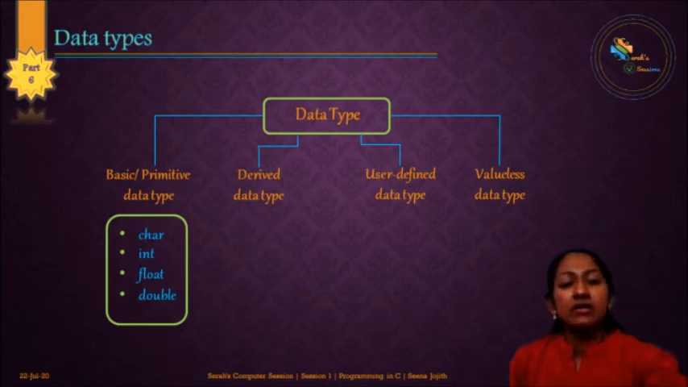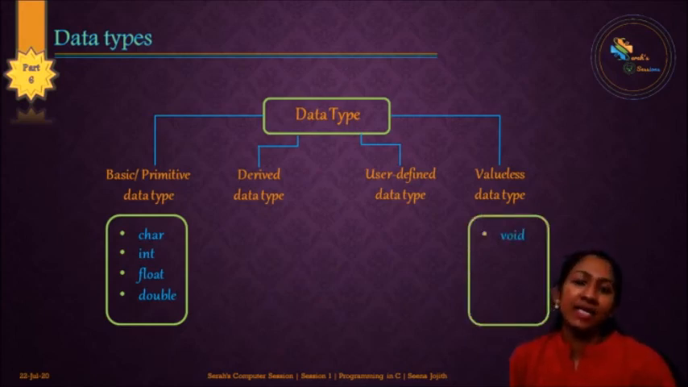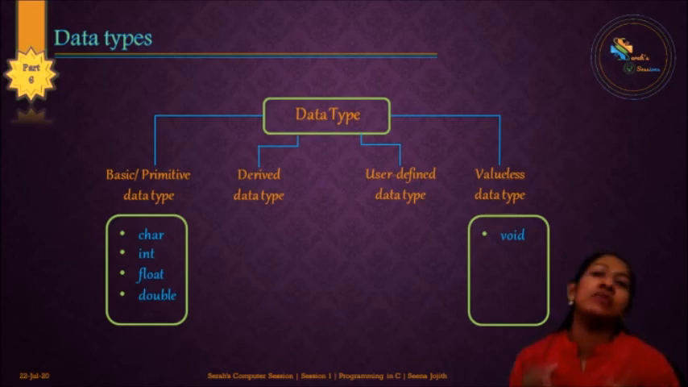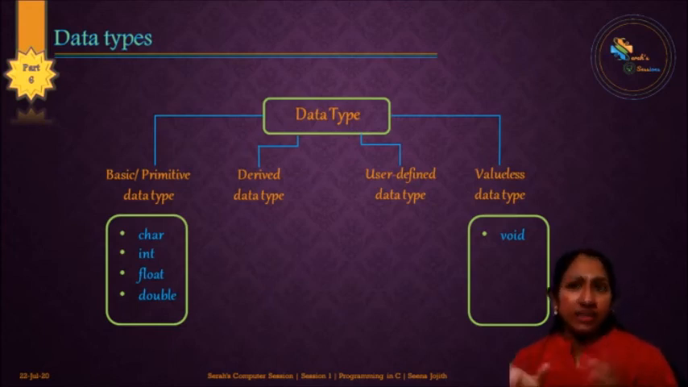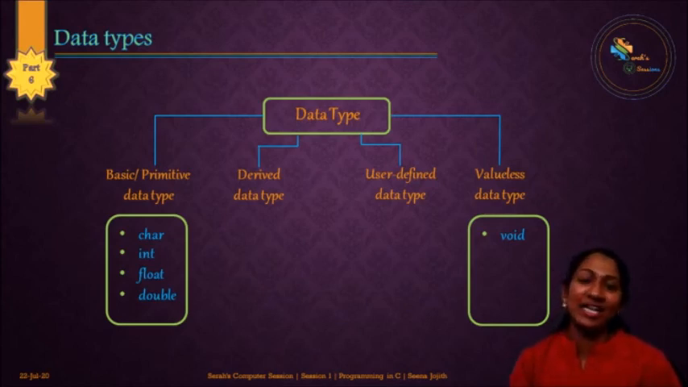Okay, so the next data type is valueless data type. It comprises of only one keyword. It's void. The meaning of void is empty. It depicts emptiness. It will not be able to store any value. But when you are using data type void along with something, a certain amount of memory will be allocated. Now you might be thinking, why then is there a data type like this? I will be explaining void when I take functions and pointers, because void appears along with functions and pointers.